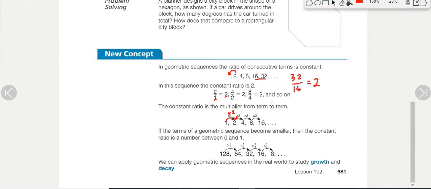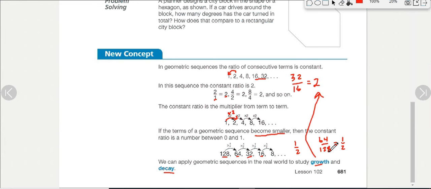Okay? If it's becoming smaller, then your multiplier is a fraction. If the number is dropping in half, then your multiplier is half. The ratio, you take the number over the number that came before it, and you'll realize it's getting smaller. That's called decay. The first one was called growth.